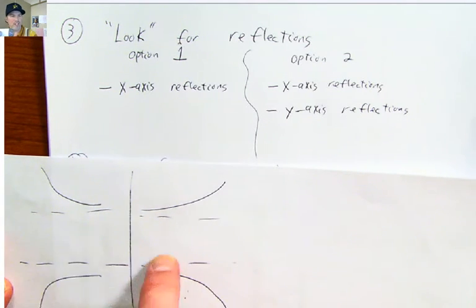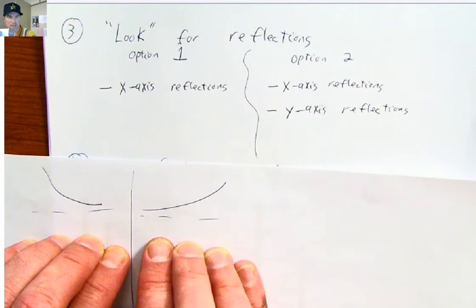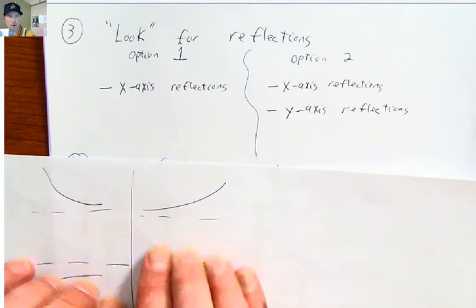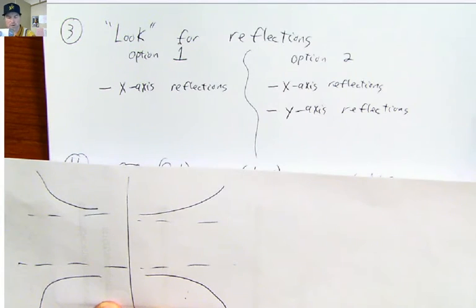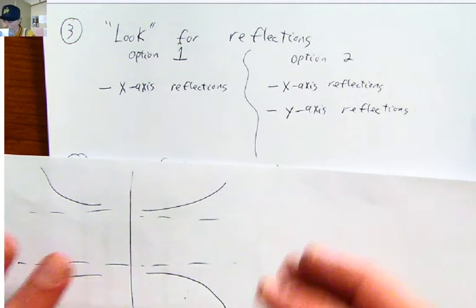So a couple of different things you have to worry about if you're option 1, because you have the 2 different parent functions. So it's going to look like that or that, or it might look like that or that. Then it would be an x-axis reflection. So that's the only reflection you have to worry about.